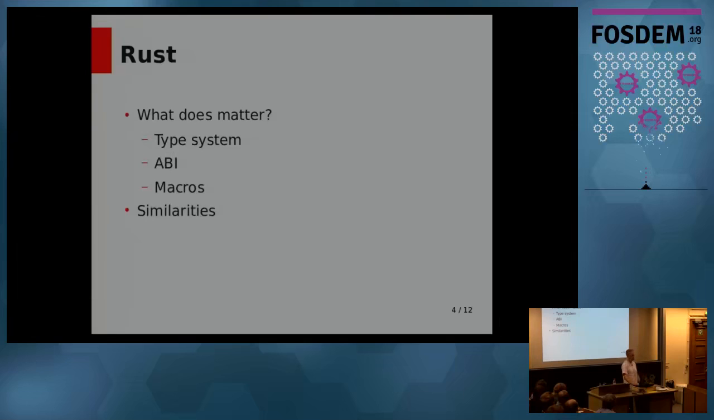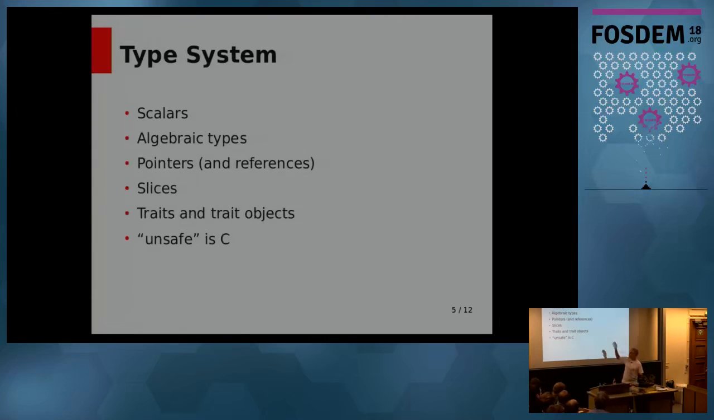So first we're going to start with the type system. The type system in Rust has a full complement of scalar types, integers and floats and stuff. It has an algebraic type system, so that's a fancy word for saying there's structs and there's unions, except unions are safe, not unsafe. It has pointers and references. It has this thing called slices, which are basically a view into an array, like a C++ array view or something. It has traits, which are sort of like a Java interface a little bit. It has trait objects, which are also sort of like a Java interface a little bit.